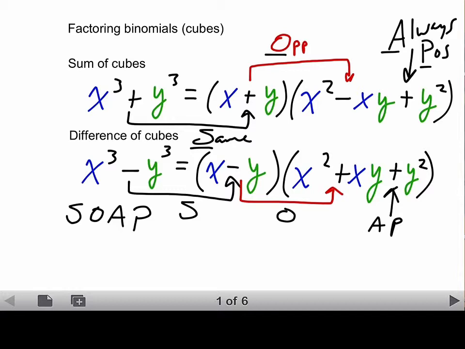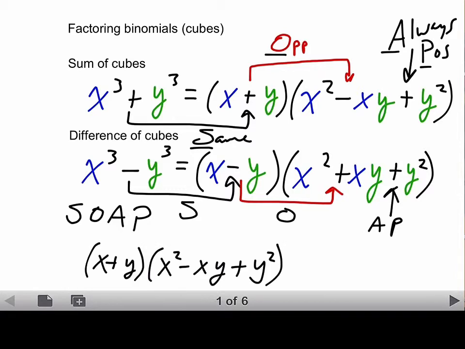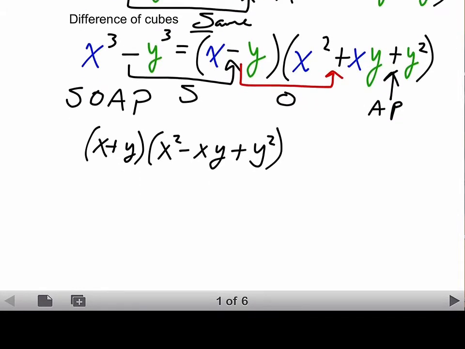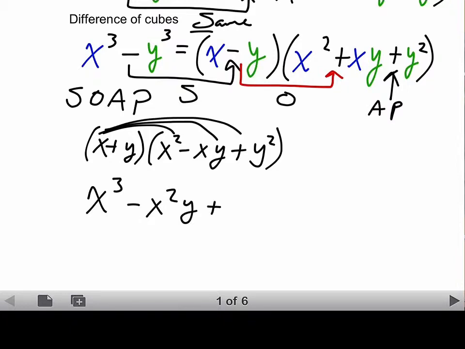Let's verify the formula for factoring a sum of cubes. So I've rewritten the formula x plus y times the quantity of x squared minus xy plus y squared. And we're going to verify the formula by simply multiplying it out. And we're going to break out the rainbows. X times x squared is x cubed. Distributing further, we have x times negative xy is negative x squared y. And x times y squared is plus xy squared.